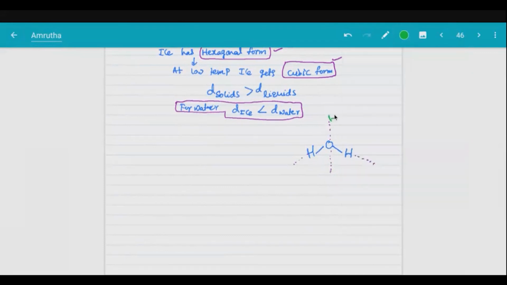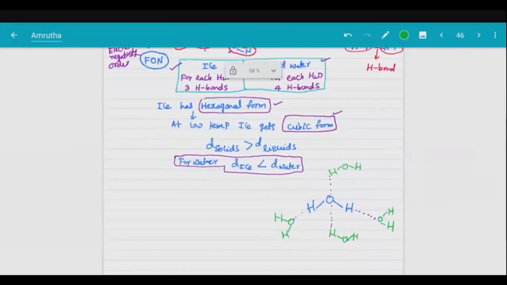You see this HOH, HOH, HOH. Every H is connected to oxygen, so make sure you write oxygen here. Okay, so this way, that is the tetrahedral arrangement. So there are 4 hydrogen bonds.